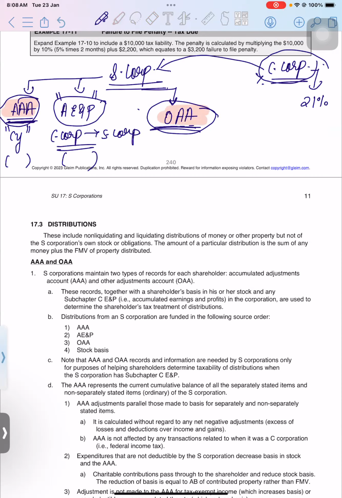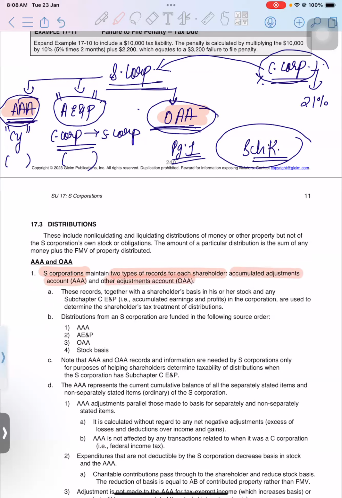In case of S Corp, we know that the items are bifurcated into two things: one is separately stated and one is not separately stated. Separately stated means those are part of Schedule K, they go directly on the Schedule K. Non-separately stated means those are recorded on page 1, the income and expenses. So S Corporation maintains two types of records for each shareholder. Each shareholder will have an accumulated adjustment account and an OAA account.